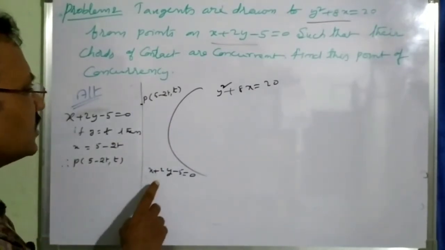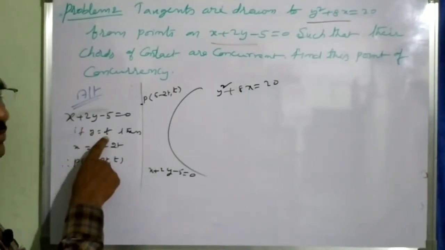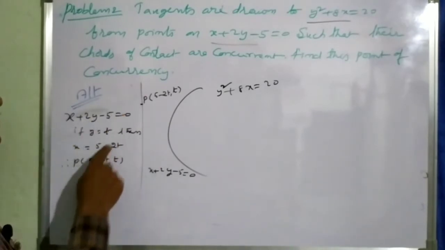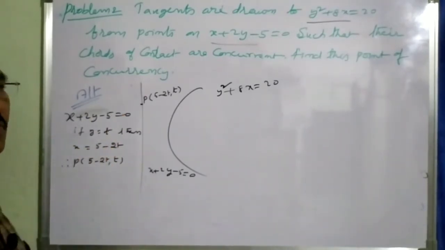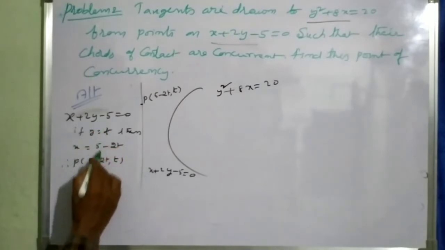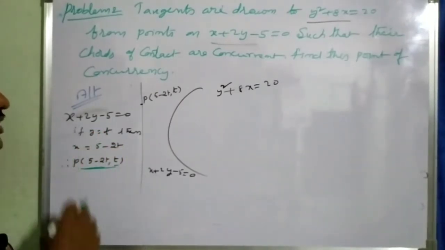If you consider the point in algebraic parametric form, we say that this point is an algebraic parametric point. So here we can assume y is equal to t. Then x is equal to 5 minus 2y, that means as y is equal to t, 5 minus 2t is the x value. Therefore 5 minus 2t is the x coordinate and y is t.